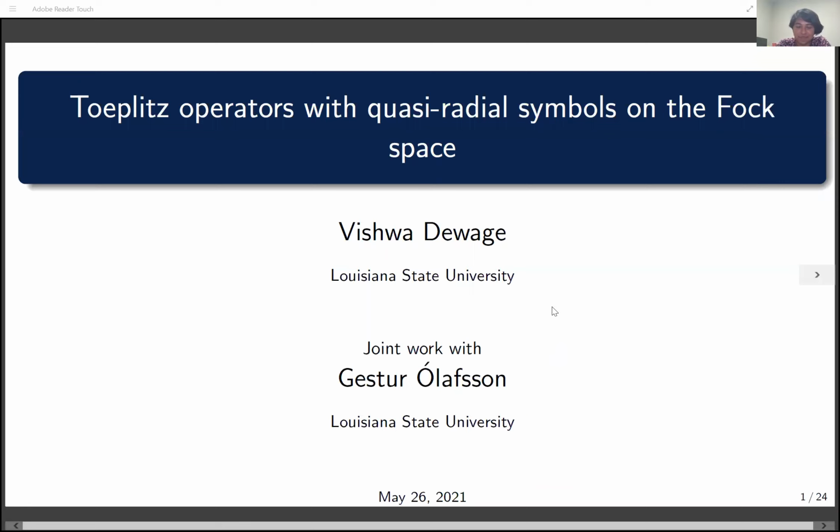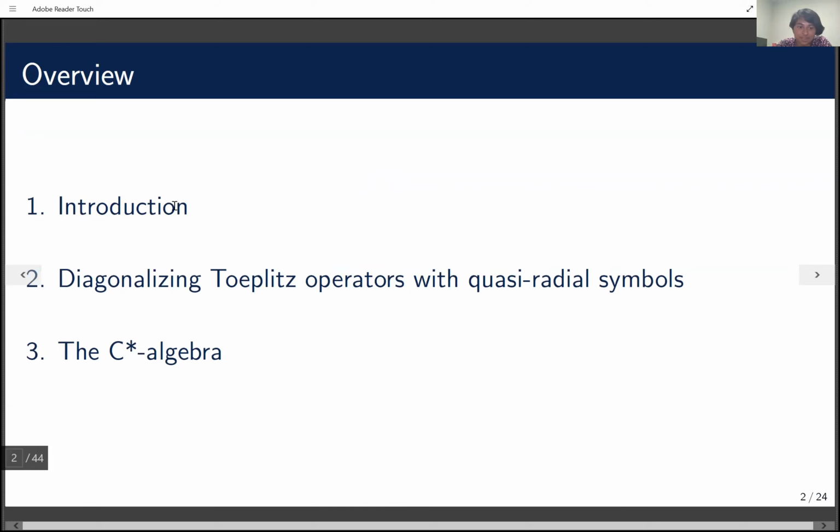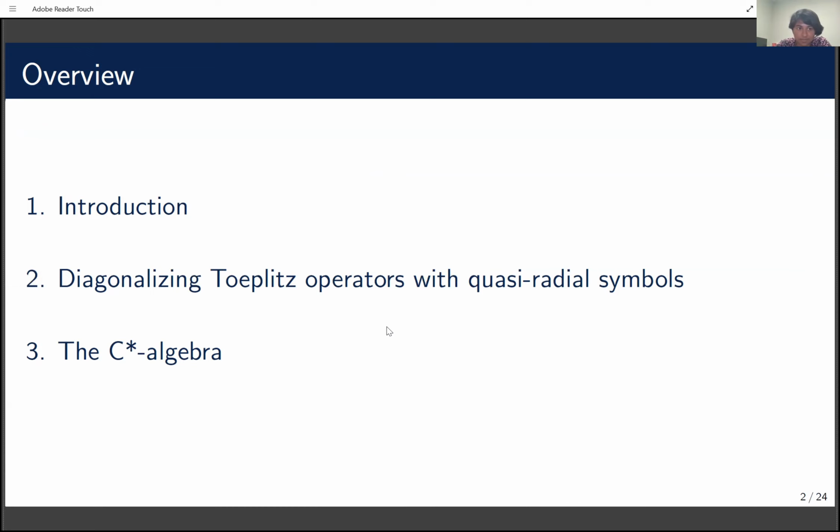So this is a joint work with my advisor, Professor Olofsson. First I will go through the basic definitions, and then I will introduce Toplitz operators with quasi-radial symbols, and then we'll diagonalize the Toplitz operators. And finally, we will talk about the C-star algebra generated by these Toplitz operators.